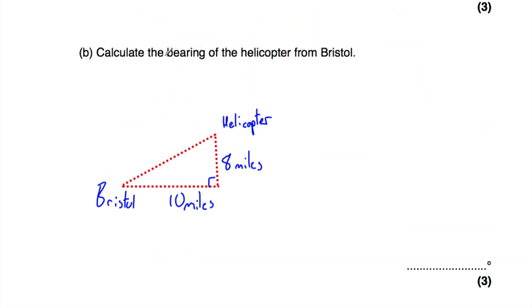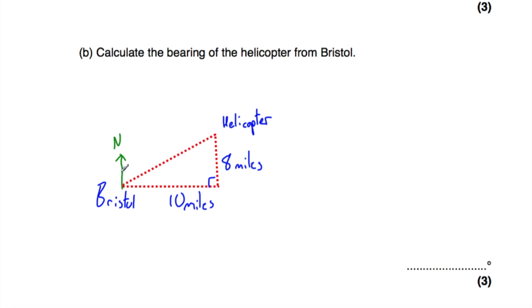Okay, and part B says calculate the bearing of the helicopter from Bristol. So I've just drawn the sketch again where we've got Bristol and the helicopter flew 10 miles east and then 8 miles north, and that's where the helicopter is. I want to find the bearing of the helicopter from Bristol. So we draw a north line at Bristol because it's from Bristol, so that's our north line.